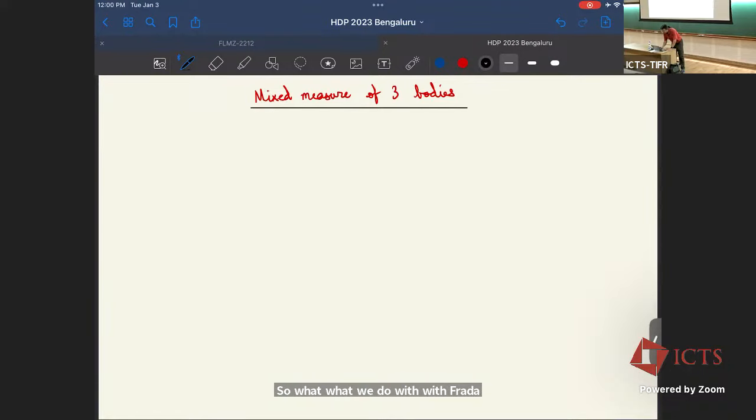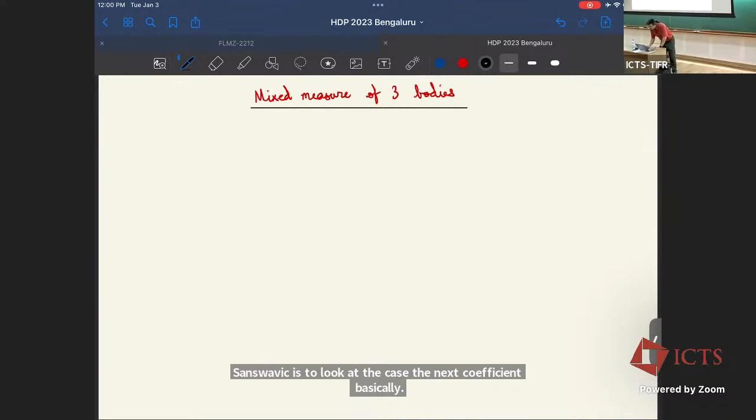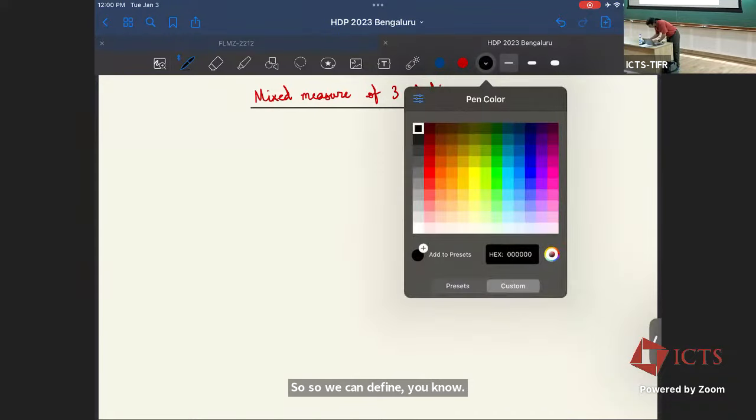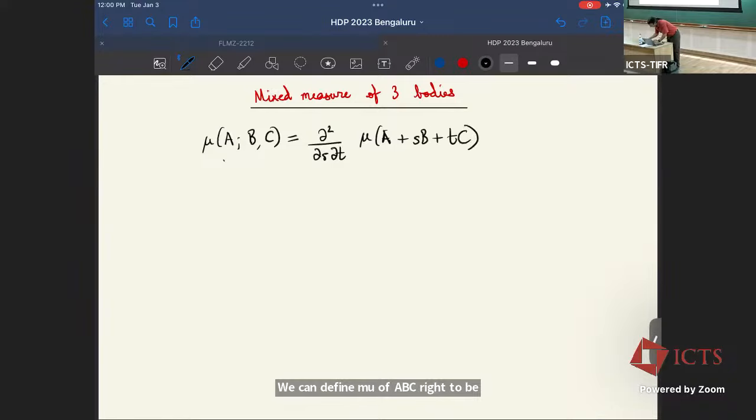So all right, what we do with Fradelizi, Langharst and Zvavitch is to look at the next coefficient, basically. So we can define mu of (A,B,C) to be this evaluated at 0, 0. Okay, so this is how we defined the mixed measure of three bodies.